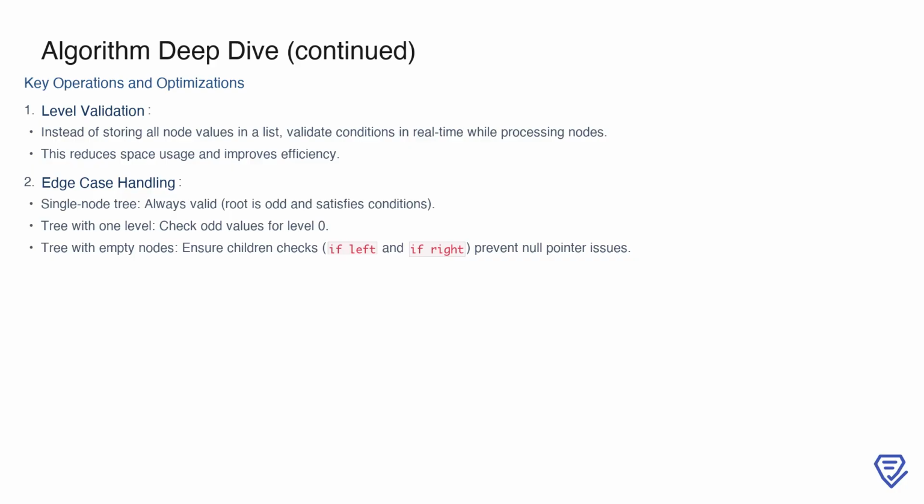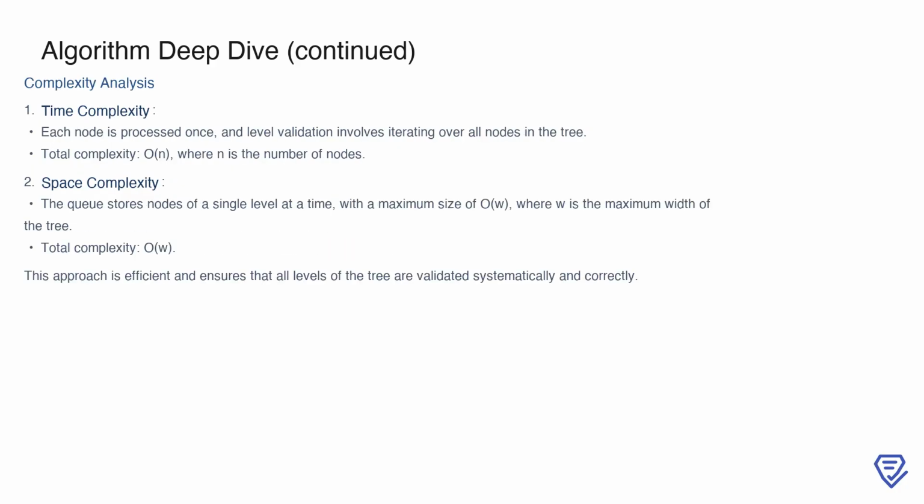For instance, a single node tree is always valid since the root node satisfies the odd value condition. For a tree with only one level, we just verify that all values on level 0 are odd. Finally, when dealing with potentially empty child nodes, we ensure that checks for left and right children are handled safely to avoid null pointer errors. The time complexity of this solution is O(n), where n is the total number of nodes in the tree.